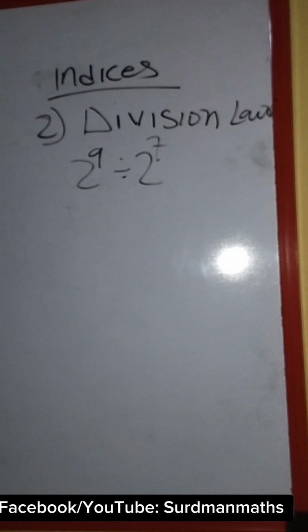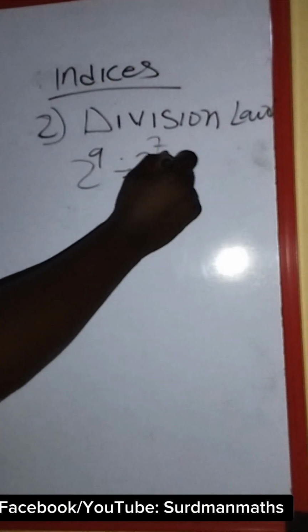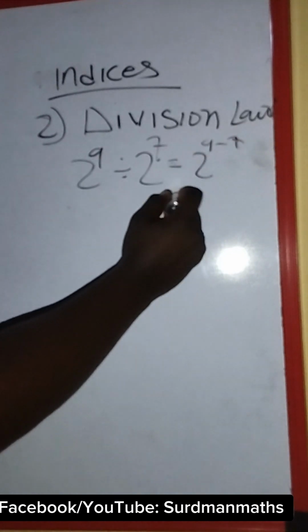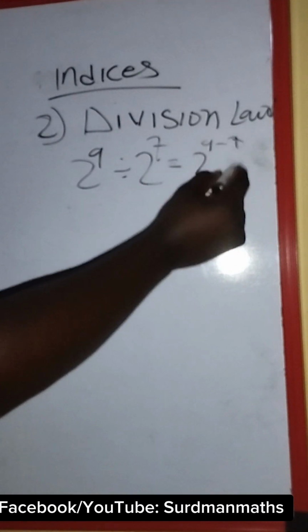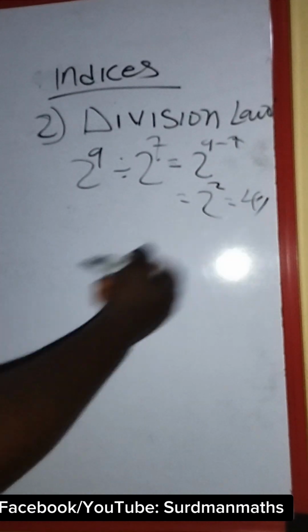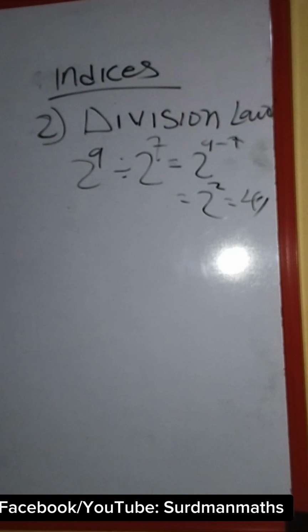Say we have 2 raised to power 9 divided by 2 raised to power 7. What we do here is simply say 2 raised to power 9 minus 7, which will give us 2 raised to power 2, which is 4. So the answer to this is 4.